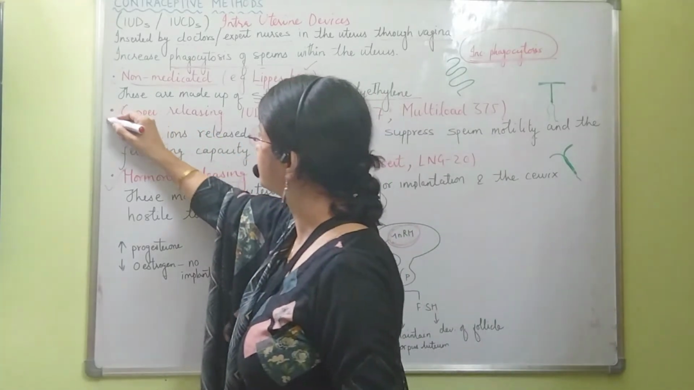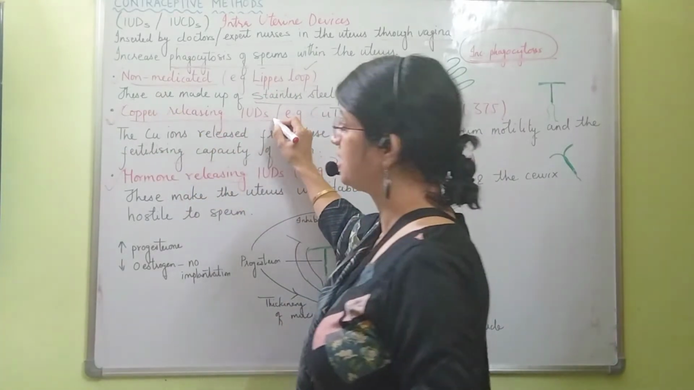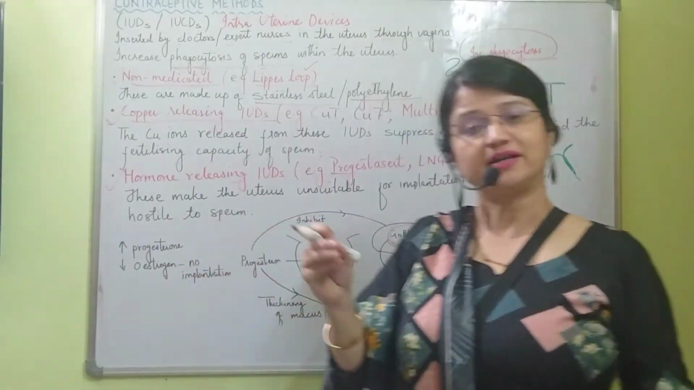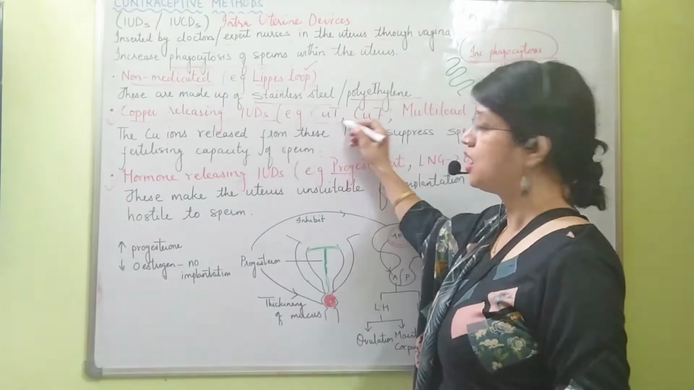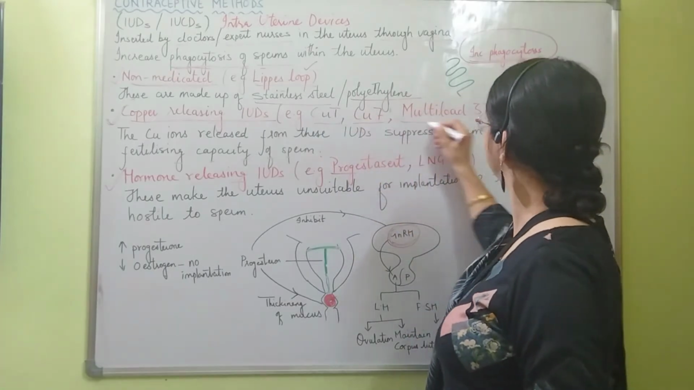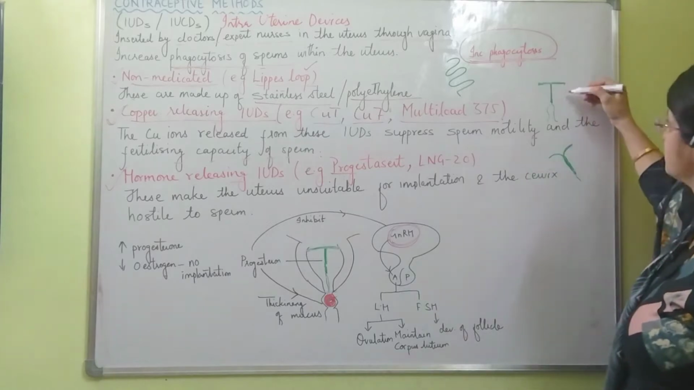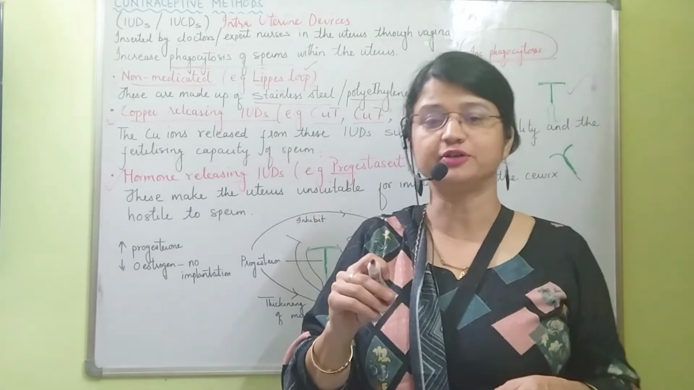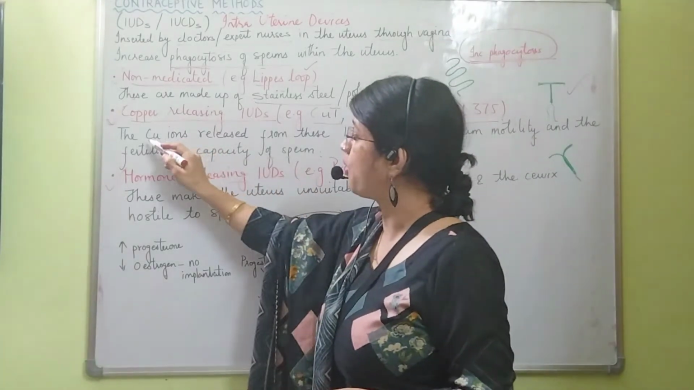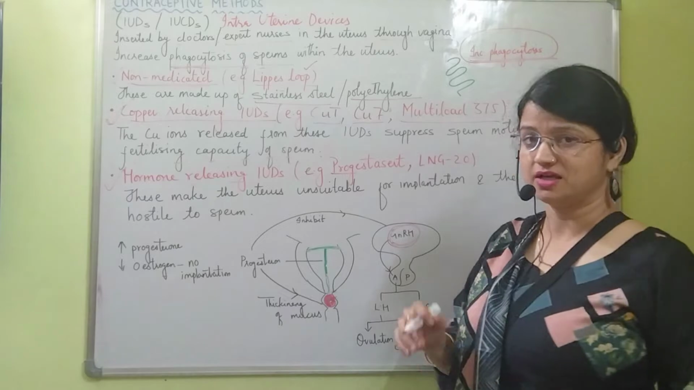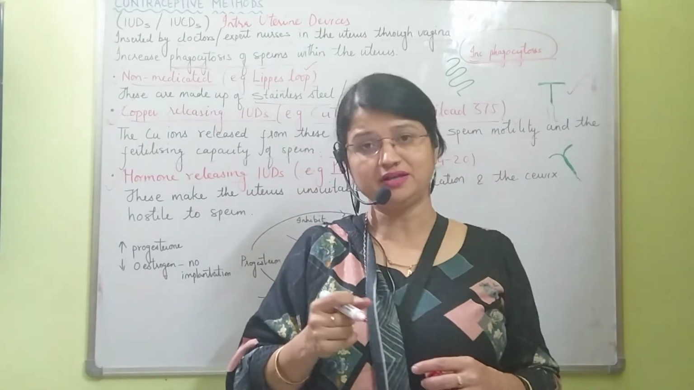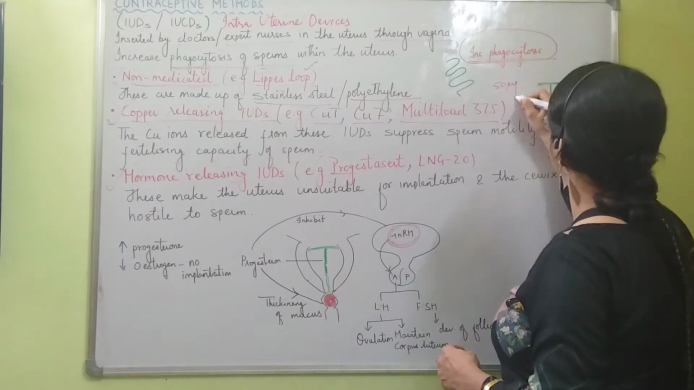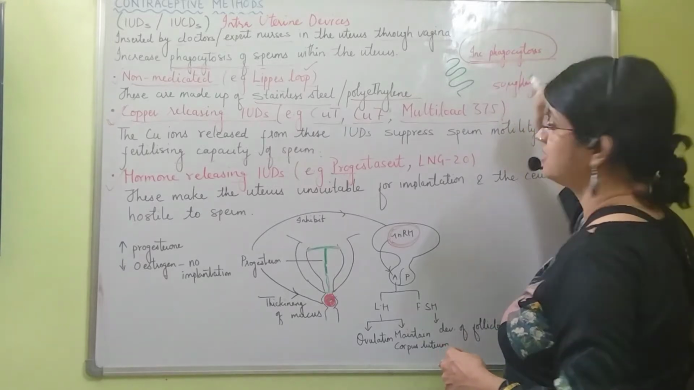The second category is copper releasing IUDs. The name suggests that these IUDs will release copper ions, and the examples are copper T, copper 7 and multiload 375. I have drawn copper T here. It's somewhat T-shaped, that's why the name copper T is given. About 50 microgram per day of copper ion is released from these IUDs.